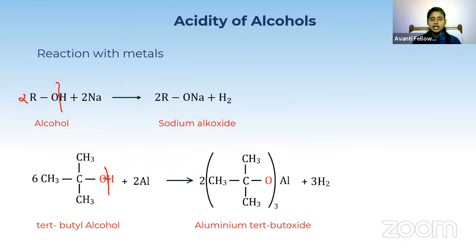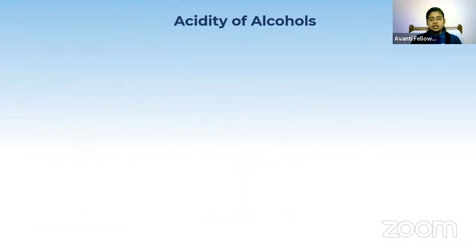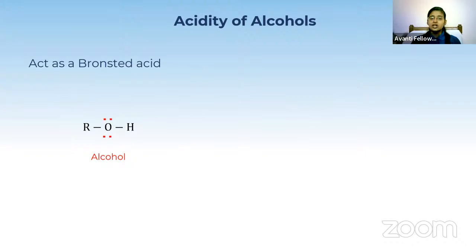So we are taking hydrogen out from the alcohol. So this shows the acidity of alcohols. Okay, the reaction with the metal shows the acidic nature of alcohols. All right. Now, alcohol can act as a Bronsted acid also. What is a Bronsted acid? Bronsted acid means the proton donors are called Bronsted acids.